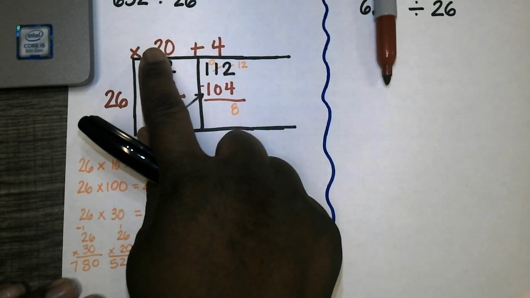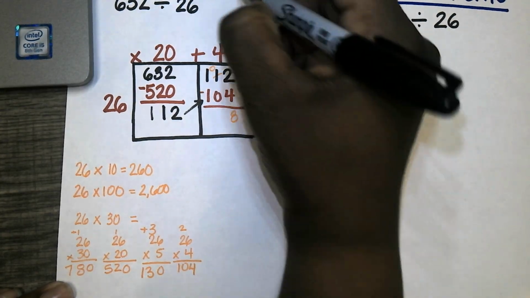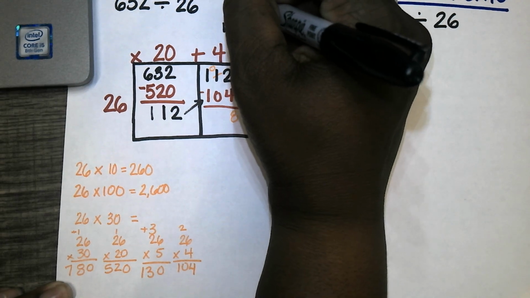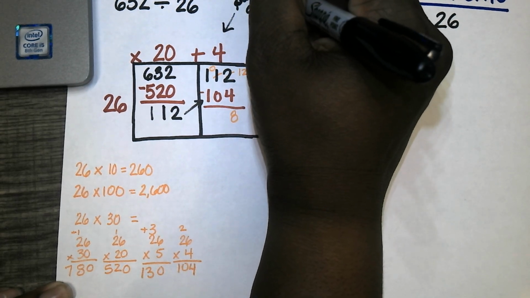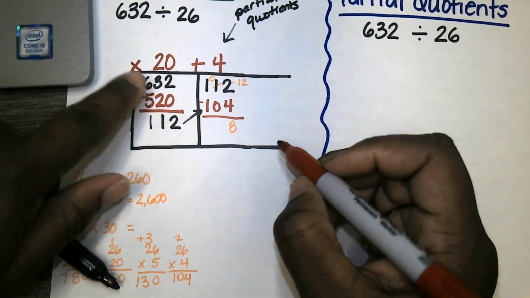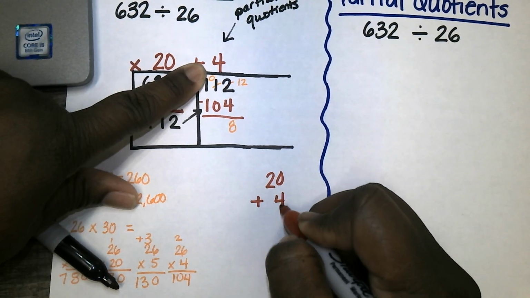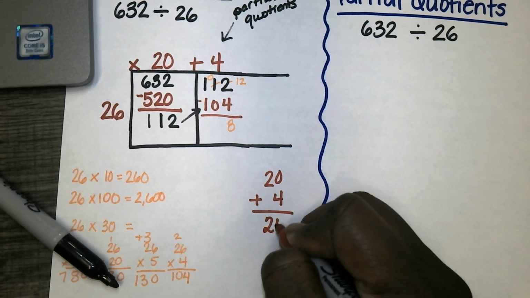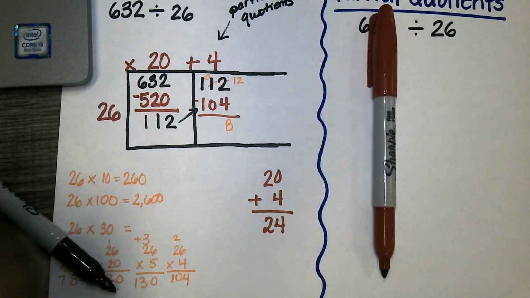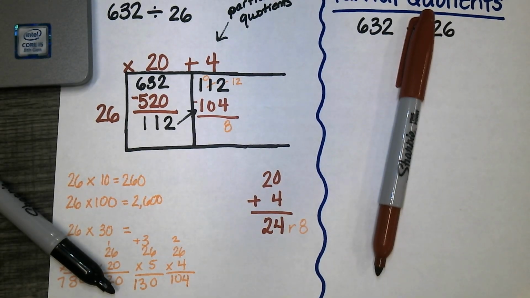So the quotients, the partial quotients that are up here, all right, these all stand for our quotients, or partial quotients, rather. We have to add those up. So we got our 20. That's why we put our plus signs in between. We have our 4, and that's 24, all right? And then we also have a remainder left over, and that's 8, okay?